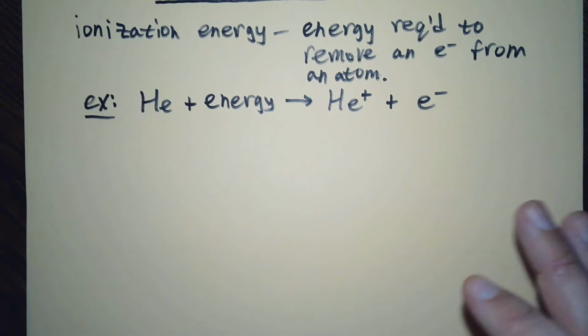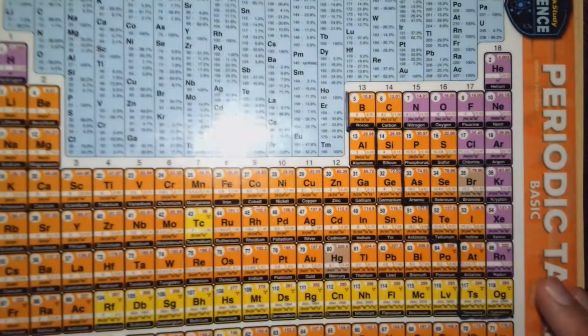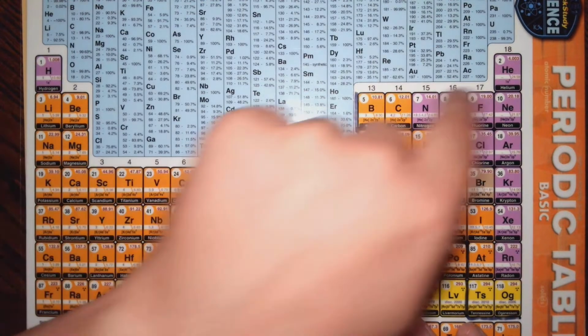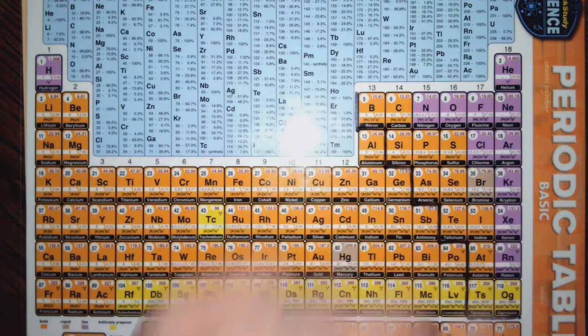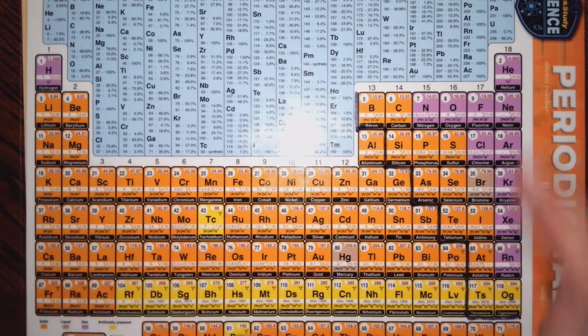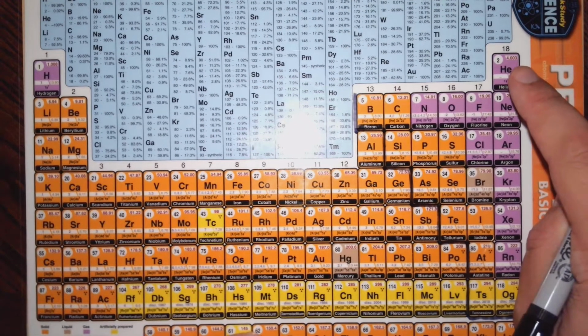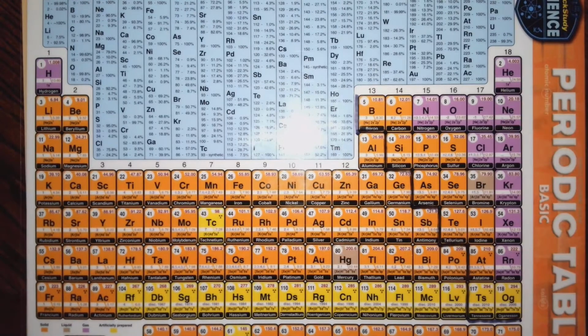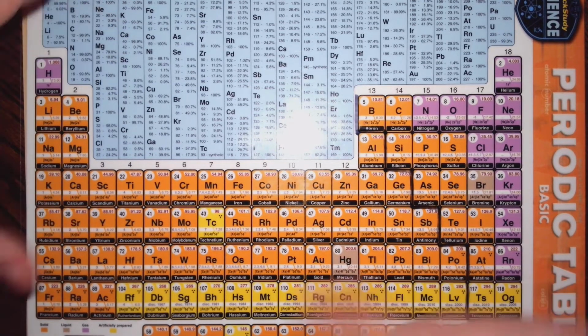Now, in general, when we go up a column and to the right on a row, ionization energy increases. And so helium is actually the element with the highest ionization energy on the whole periodic table. It's in the top right. Now the reason for this is a couple of factors. Or really just kind of one factor. Well, there's actually two.